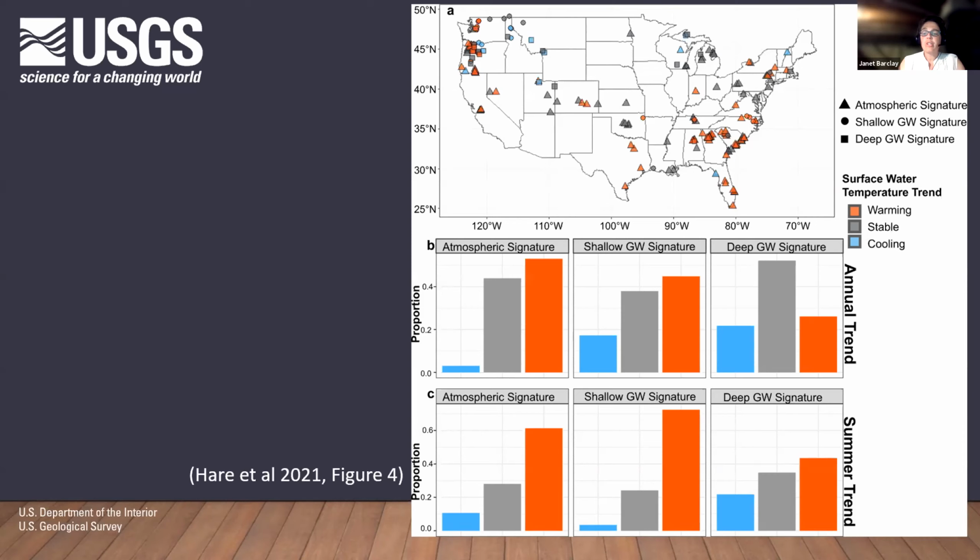The panel columns are the different groups, with temperature trends during both annual and summer periods. The time period of the trends is the two rows of panels. Warming trends are shown in orange, cooling trends in blue, and stable trends are in gray. The center column of panels is the shallow groundwater sites, and the right column is the deep groundwater sites. If we look at the height of the orange bars, they found substantially more warming trends in streams that had a shallow groundwater influence, that's the center column, than in deep groundwater influence, that's the right-hand column.